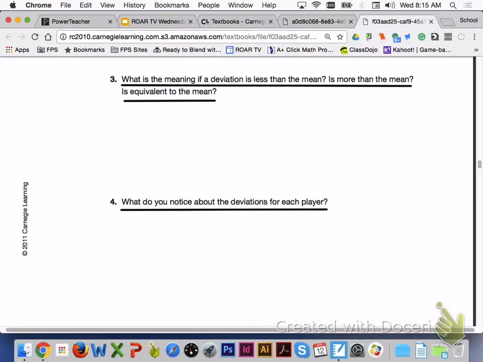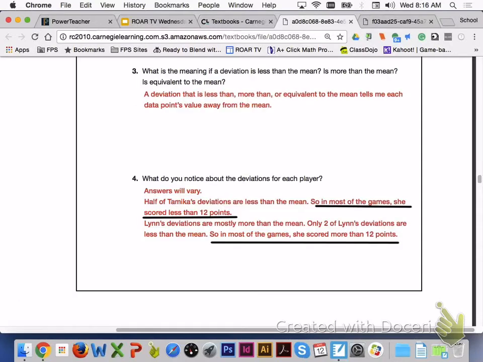Please answer number 3 and number 4 with your group members. For number 3, a deviation that is less than, more than, or equivalent to the mean tells me each data point's value away from the mean.